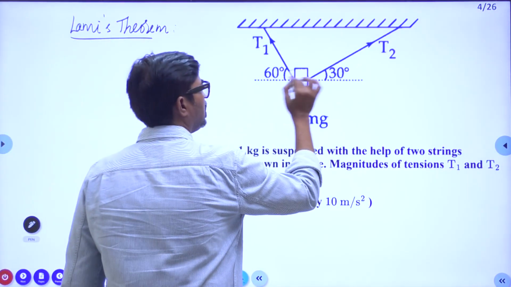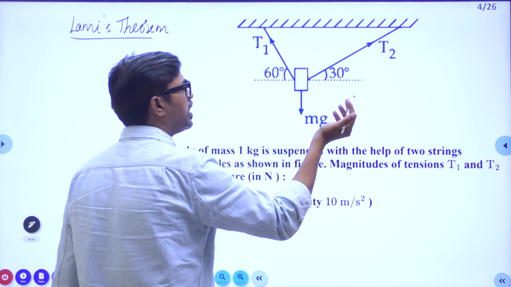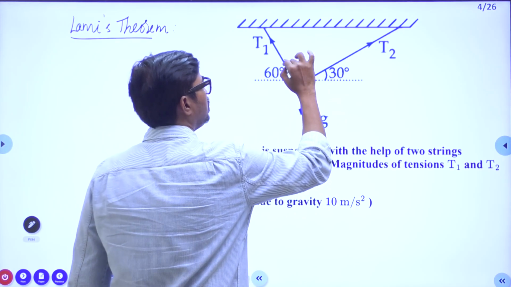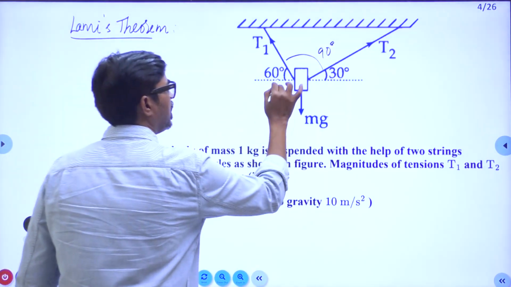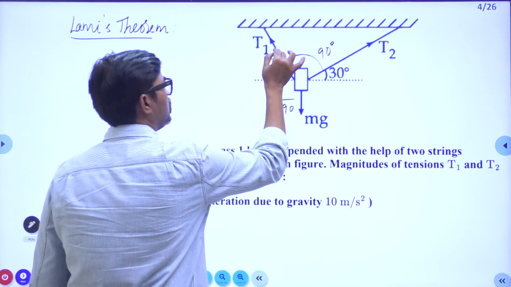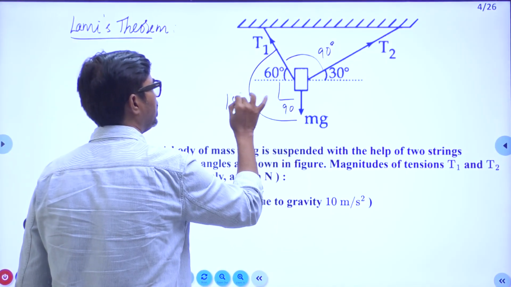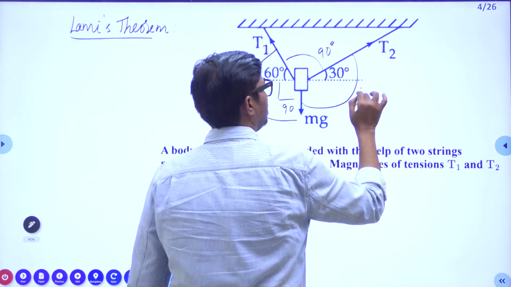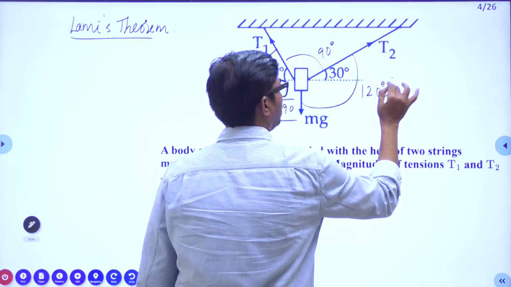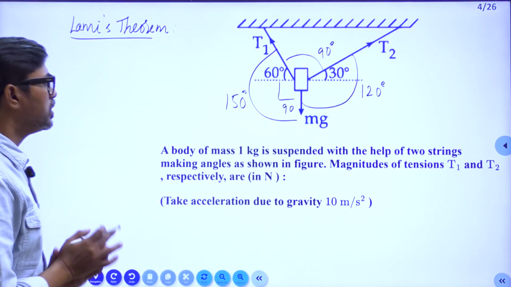You see here 60 degrees, 30 degrees, meaning these two together is 90, total 180, that means this will be 90 degrees. Okay. And this is 90. Alright. That means this total angle is going to be 90 plus 60, 150 degrees. And what about this angle? This total is 120 degrees. Right?